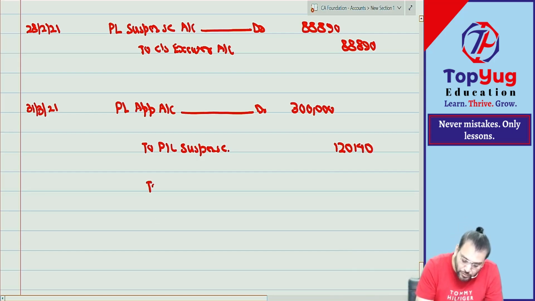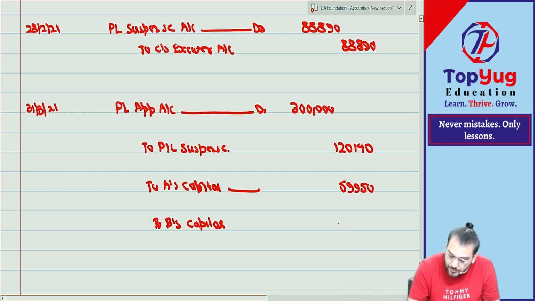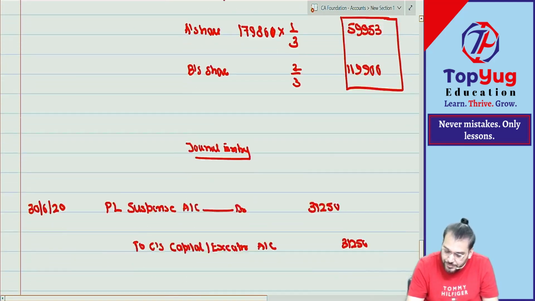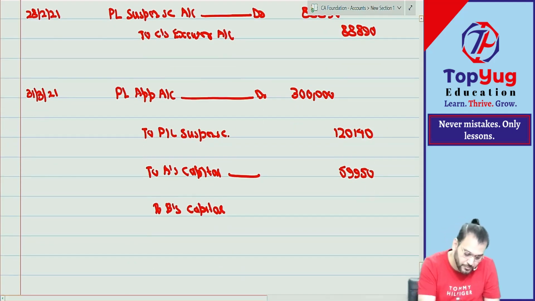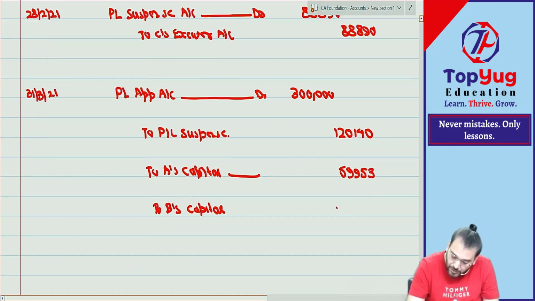1,20,140. Balance belongs to whom? A's capital account, and are you able to understand? To B's capital account. But how much? 59,950 and 59,953, and 1,19,907. Will that work?